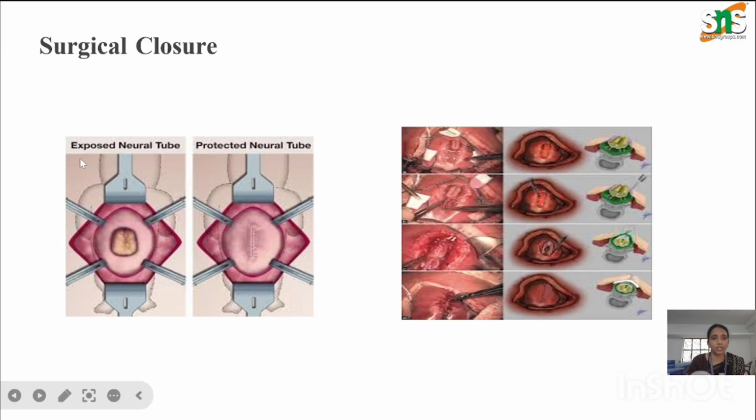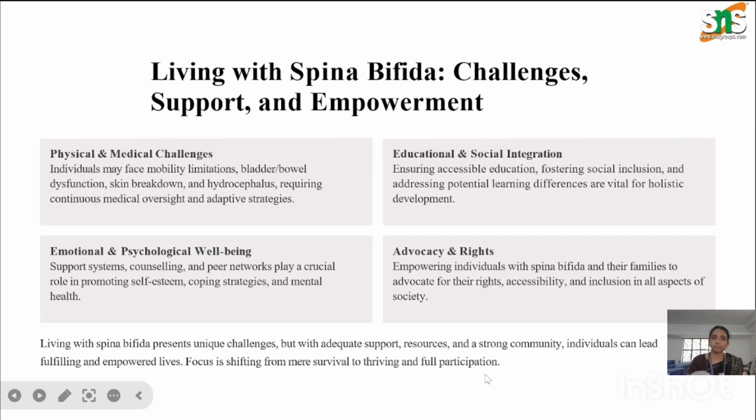This picture shows you the exposed neural tube. So it is surgically closed so that the neural tube is protected. This is also a real surgical picture in which the neural tube is exposed so that it is closed clearly, to prevent infection and also to prevent deformity.